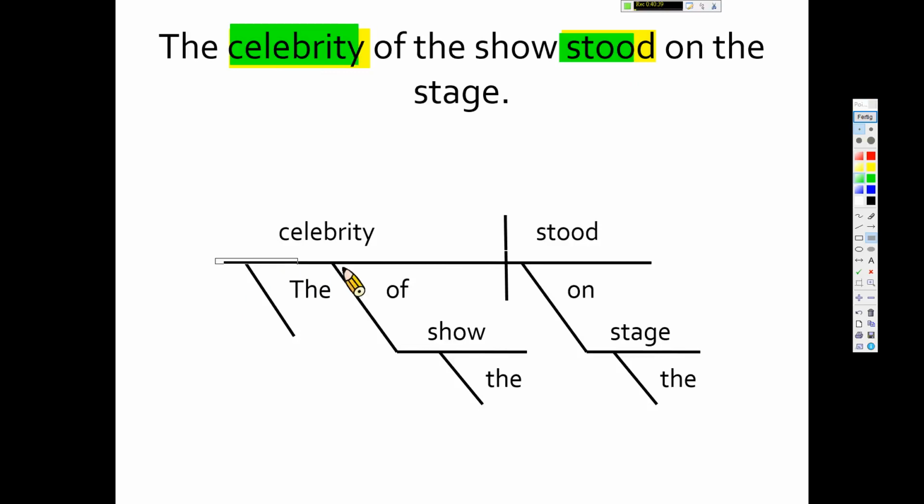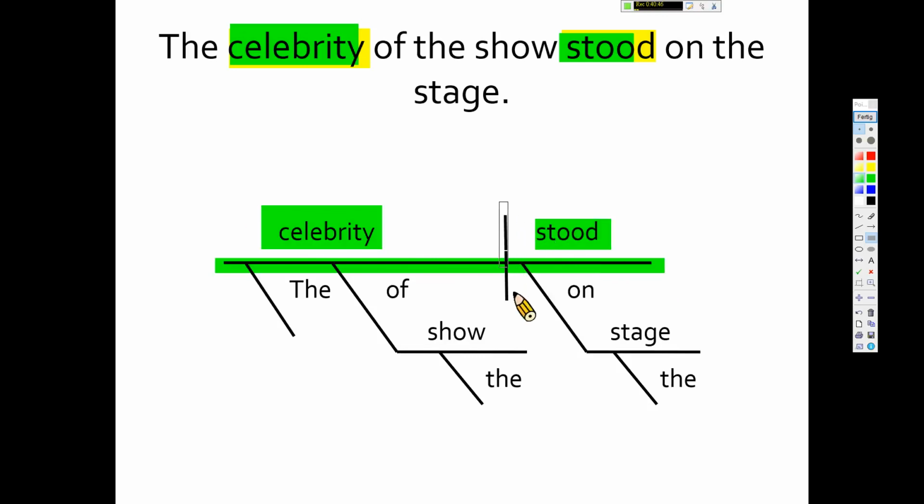And this is the main line, and we know this is celebrity stood, divided by a vertical line. So it seems that we have the core components here, right? But let's take a look. There are a lot of modifiers here. The first one is the, and the other ones are of the show, a prepositional phrase, and on the stage, a prepositional phrase. So let's consider first.